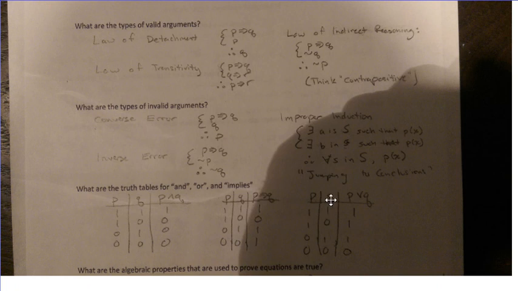The last one, P or Q. If either P or Q is true, then the statement is true. So the only time that one is false is if both P and Q are false.